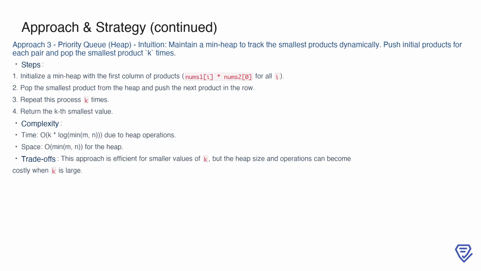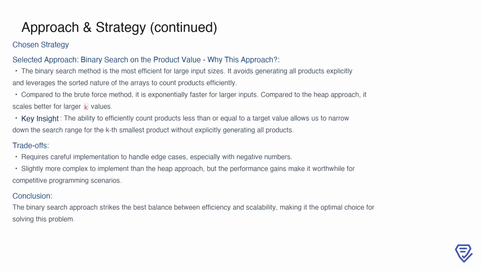Among the three methods discussed, the binary search approach stands out as the most efficient and scalable for solving this problem. It avoids the overhead of explicitly generating all products, as required by the brute force method, and it scales better than the heap-based approach for larger values of k. The key insight here is the ability to count products less than or equal to a target value efficiently, which allows us to narrow down the search range for the kth smallest product without directly working with all possible products.